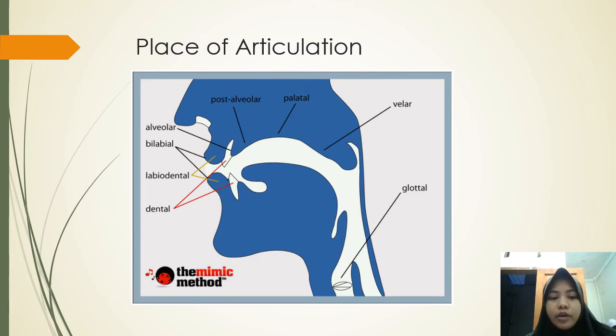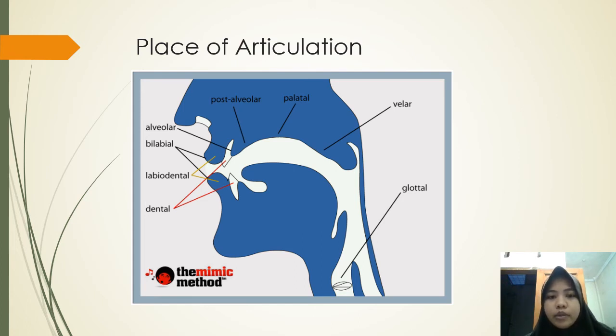Okay, now we come to our discussion about place of articulation. We have already discussed the vocal tract, and now we are focusing on the place of articulation. What does it mean by place of articulation? It refers to where you make the obstructions of the airflow to produce the voice.